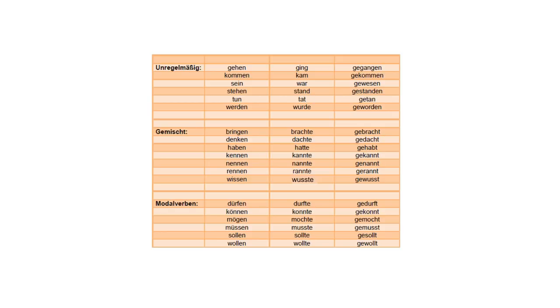Mixed verbs. Bringen, brachte, gebracht, denken, dachte, gedacht, haben, hatte, gehabt, kennen, kannte, gekannt, nennen, nannte, genannt, rennen, rannte, gerannt, wissen, wusste, gewusst. Modal verbs. Dürfen, durfte, gedurft, können, konnte, gekonnt, mögen, mochte, gemocht, müssen, musste, gemusst, sollen, sollte, gesollt, wollen, wollte, gewollt.